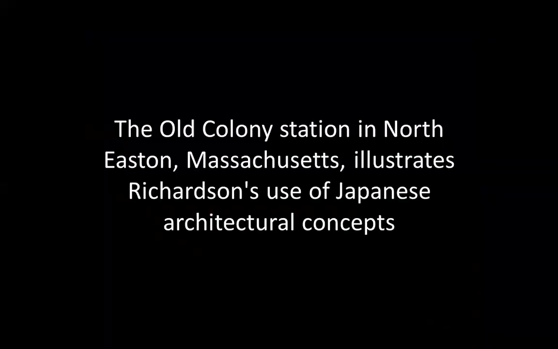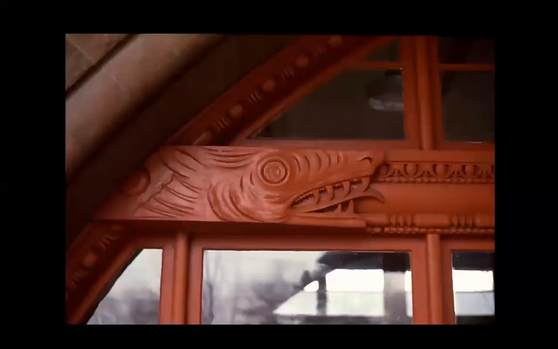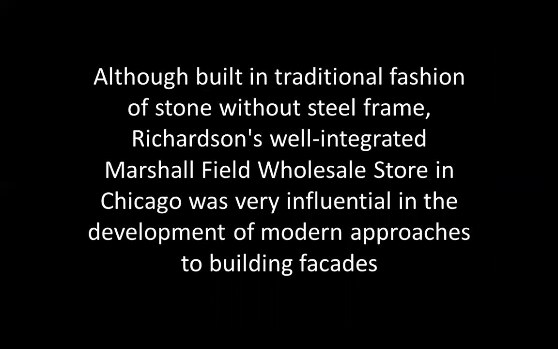The Old Colony Station in Northeast, this is a train station. Detail from Old Colony Railroad Station showing a dragon carved in the beam of a glazed Syrian arch. Again, we are dealing with an architect who built in the second half of the 19th century. So these kinds of details today are difficult to imagine, although during postmodernism, probably it wasn't so difficult.